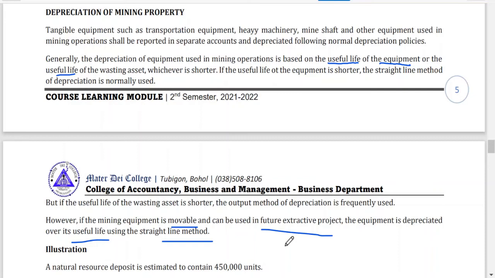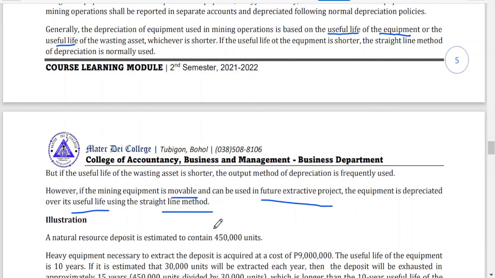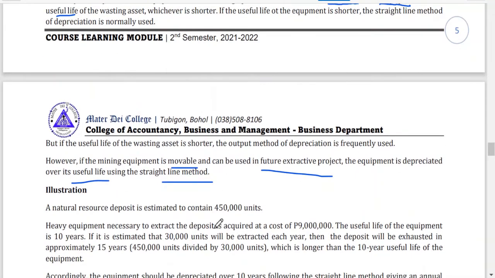And remember, if the mining equipment is movable, or you can use it in a future project, then you're going to depreciate it using straight line method, basing on the useful life of the asset itself. So, dili siya i-base sa wasting asset because kung imong hunaw-hunaon, independent siya, ay pwede pa man siyang magamit in another project.